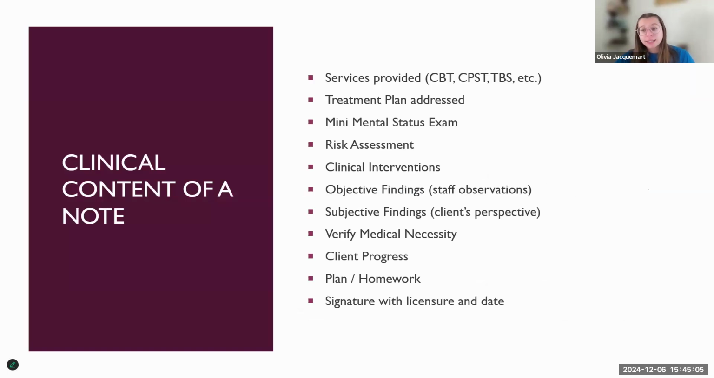We need the mini mental status exam, the risk assessment or lethality assessment. We need your clinical interventions, what you provided, as well as the objective findings, your staff, your actual self-observations, as well as the subjective findings. What is the client's perspective of that treatment? We want to verify the medical necessity, as well as client progress, the plan or homework, as well as have a signature with your credentials and the date.